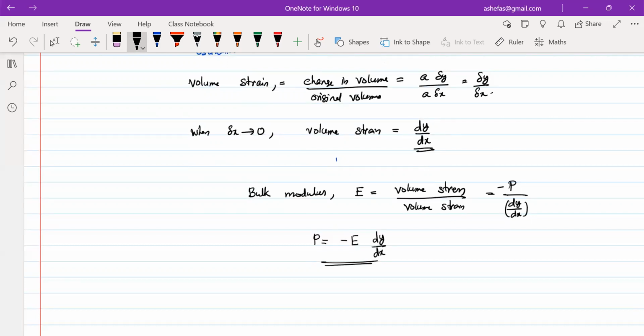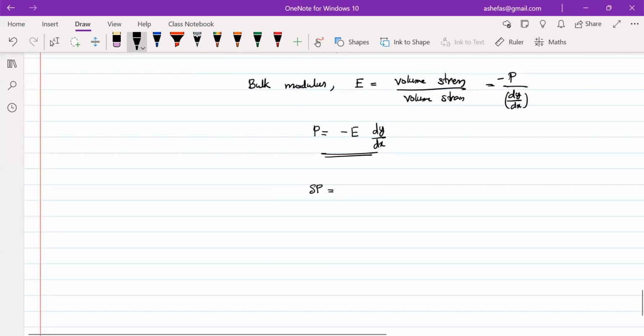Okay. So since this is a pressure, what would be the variation in pressure? Delta P, the variation in pressure through this gas, can be written as dP by dx times delta x. Okay. So since we know the change in pressure, we can easily find out the expression for force.